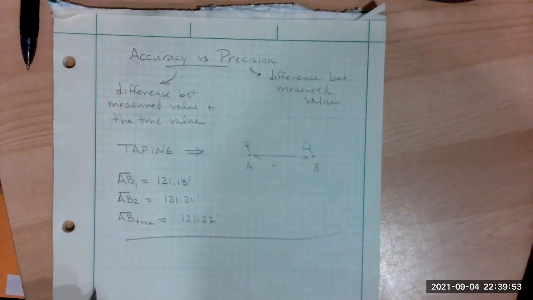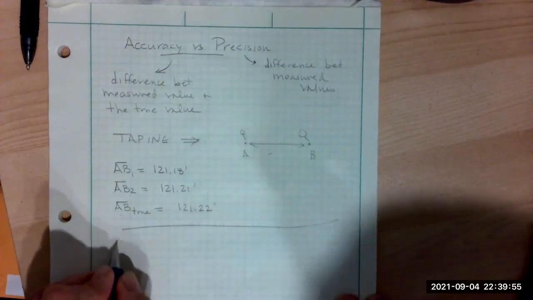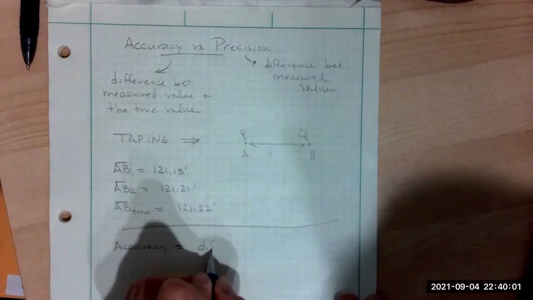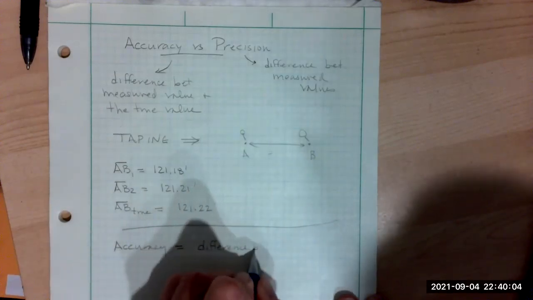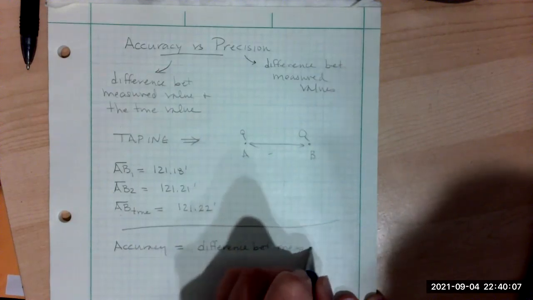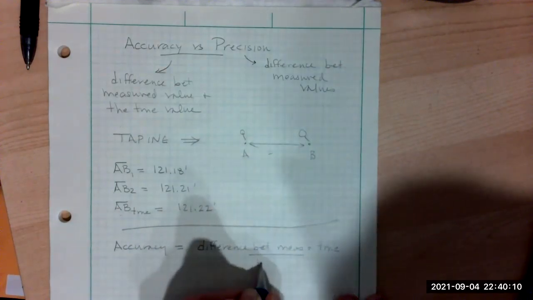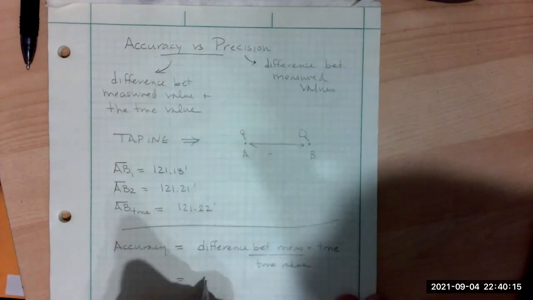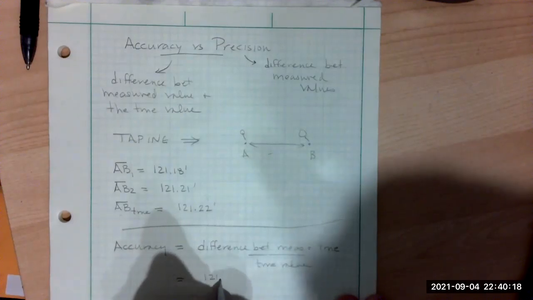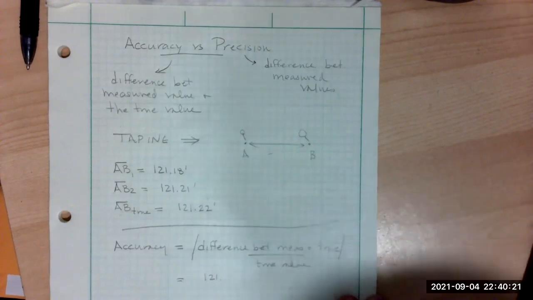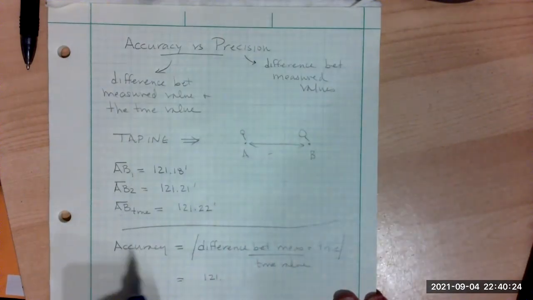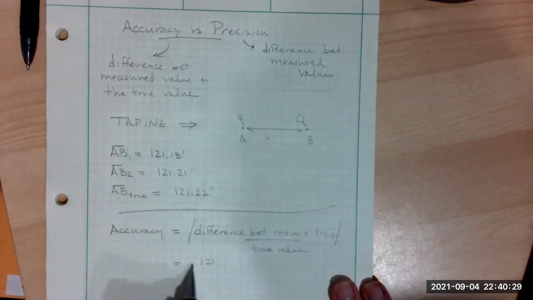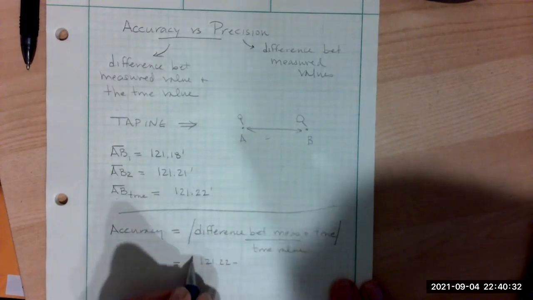So let's figure out how we're going to do the calculation. Well, if we're talking about accuracy, the calculation for accuracy is the difference between the measured and true value over the true value. Let's do the math. It's an absolute value because when we talk about accuracy and precision, we're always looking at positives. It doesn't matter if you're long or short, you're still off the same amount. So I'm going to subtract these two values.